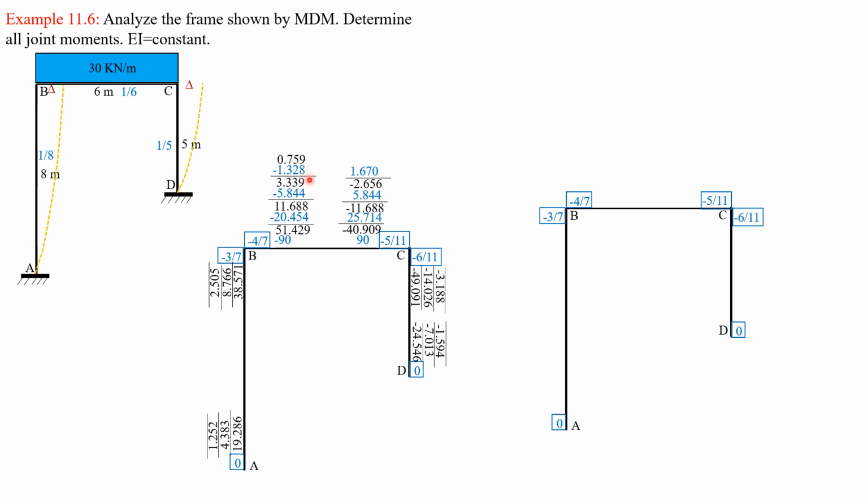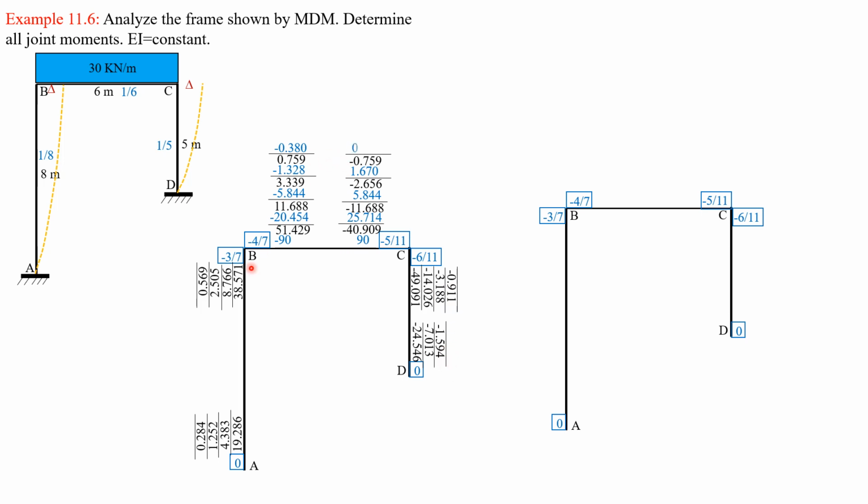Then negative 1.328 times negative 4 over 7, 0.759, lock partially, times negative 3 over 7, 0.569, lock partially. 1.67 times negative 5 over 11, negative 0.759, lock partially. 1.67 times negative 6 over 11, negative 0.911, lock partially. Then carry over half of 0.569 here, 0.284, lock partially. Half of negative 0.759, half of 0.759, half of negative 0.911.